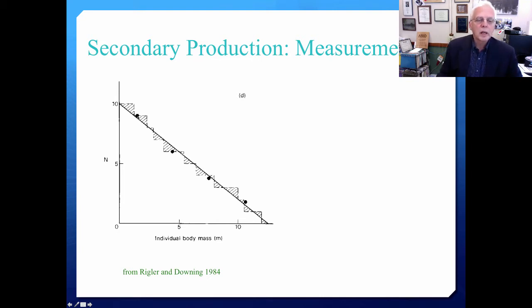Here we have the death of one, death of another, death of another. We see this ratcheting downward here. And eventually, all of those animals from that cohort will be dead. As they are dying, they are all growing.